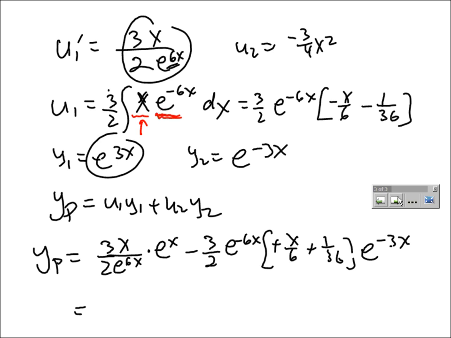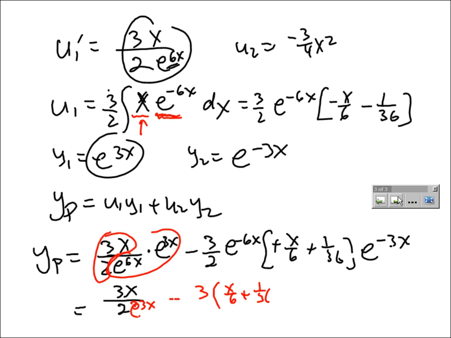And y1 was e to the 3x, excuse me. So we still have the 3x over the 2. But this fraction is going to give us e to the 3x in the bottom. Minus 3 times x over 6 plus 1 over 36 over. That product is e to the negative 9x. In the bottom it'll be e to the 9x. Okay, that is where yp is.